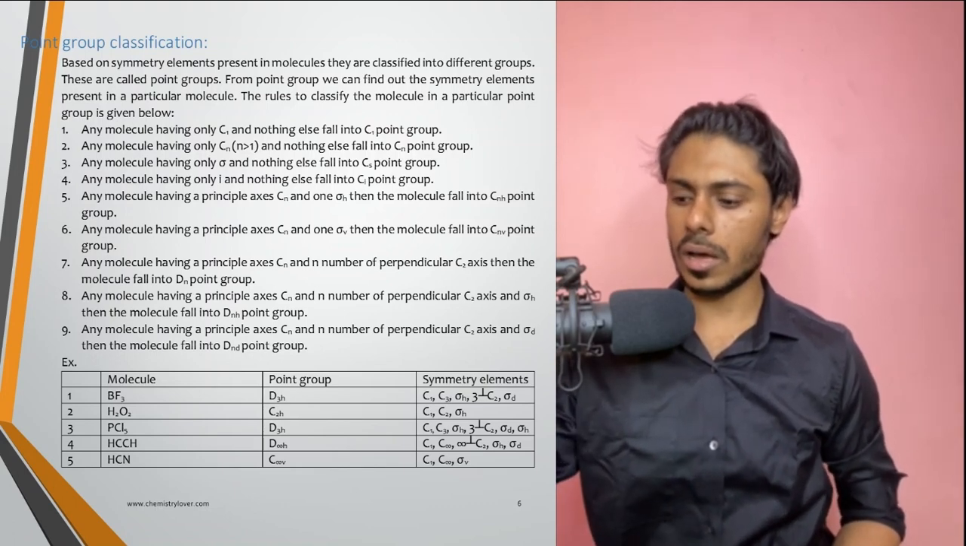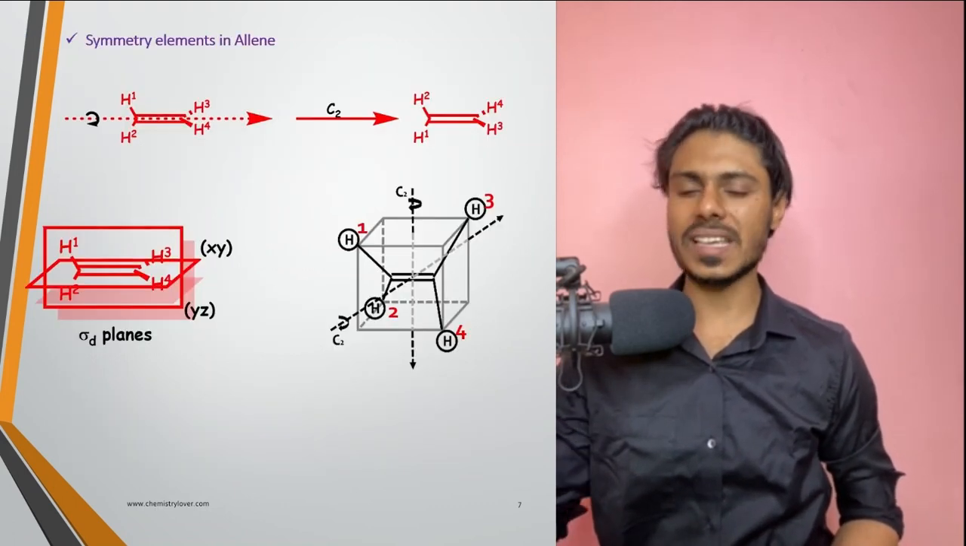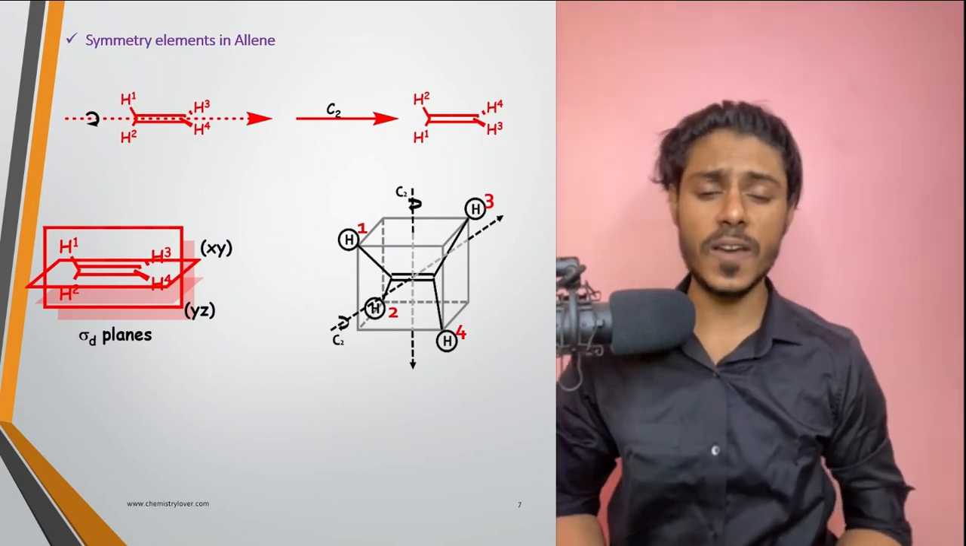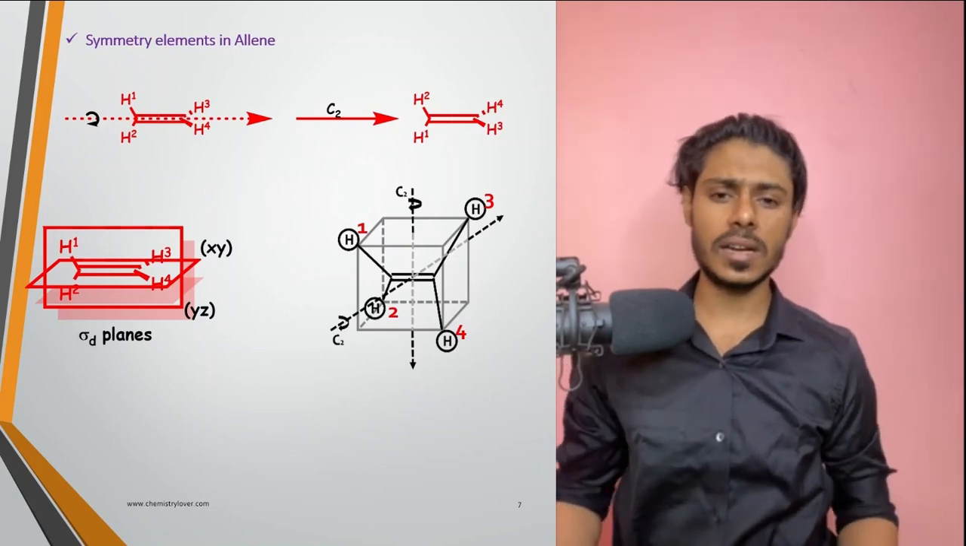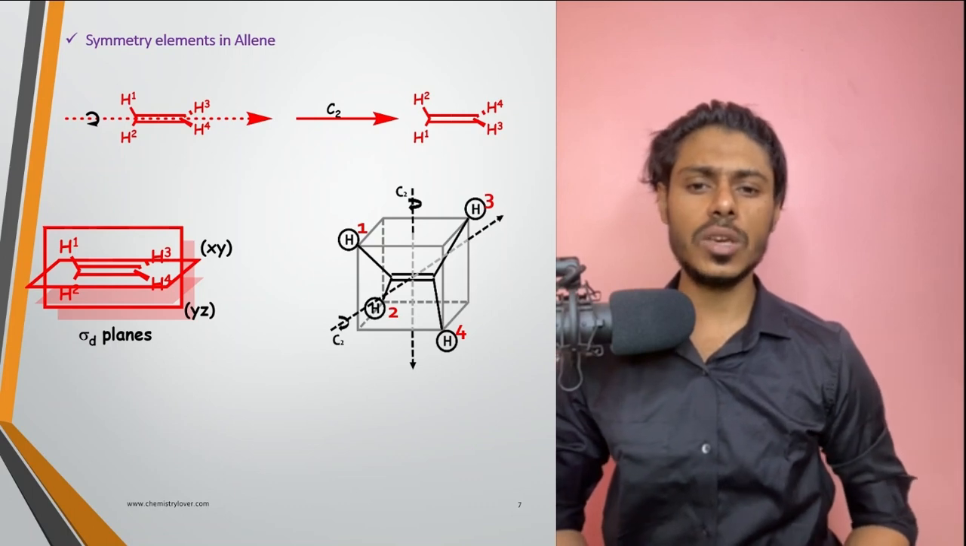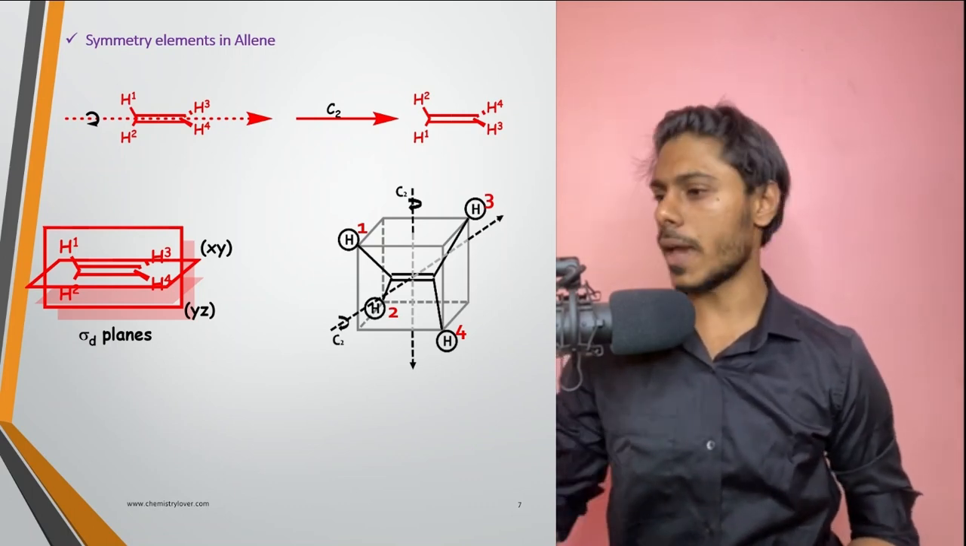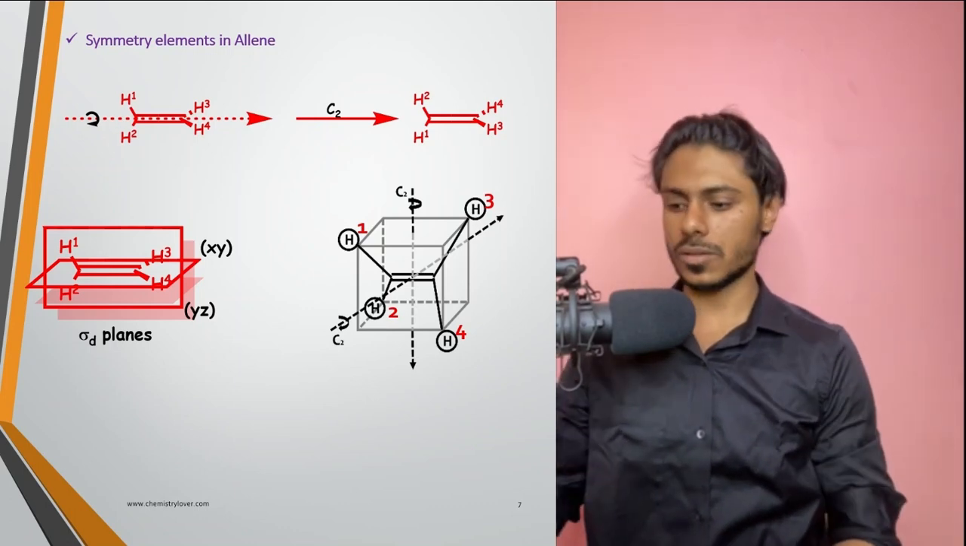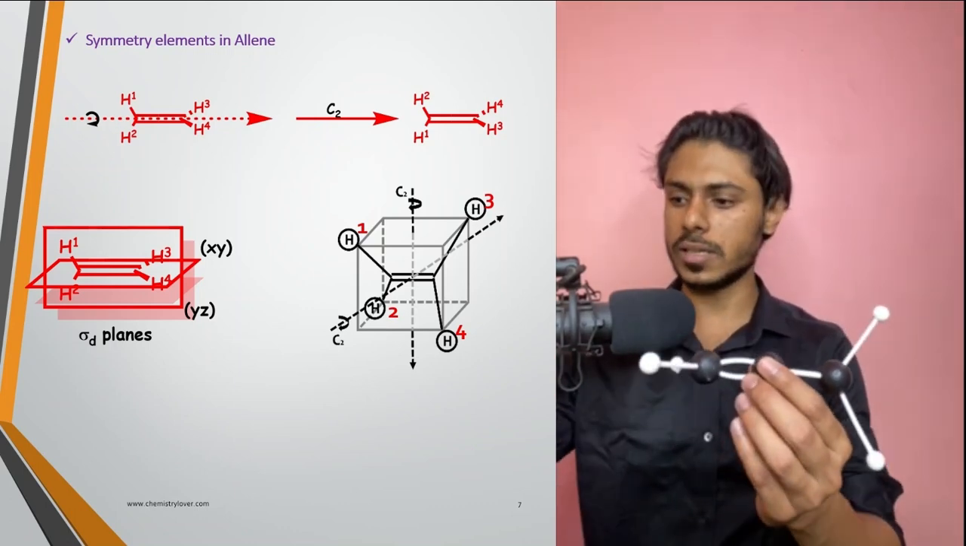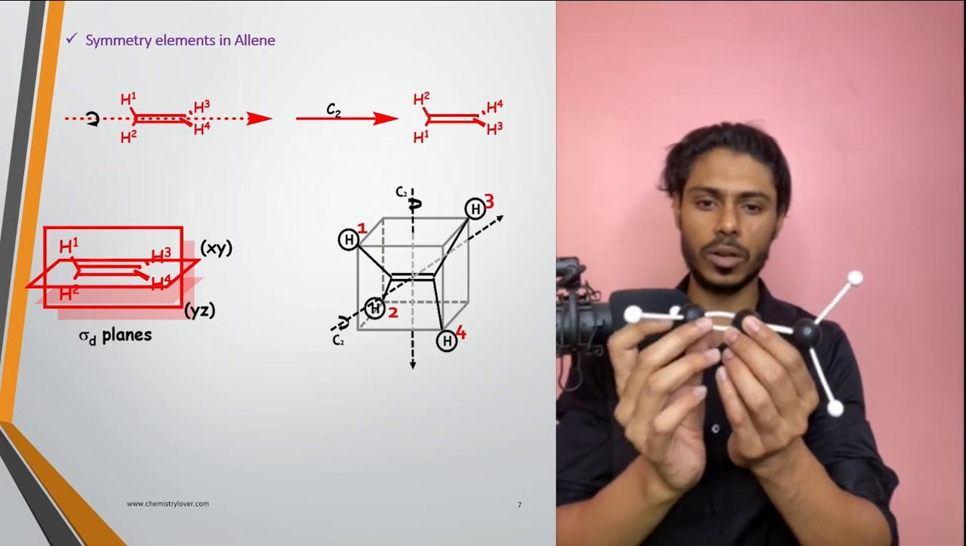Now our next topic is allene. This is very important. Allene is a very important compound. If you understand the stereochemistry of allene, you understand half of the stereochemistry. I will show you the model of allene. So this is our allene molecule.